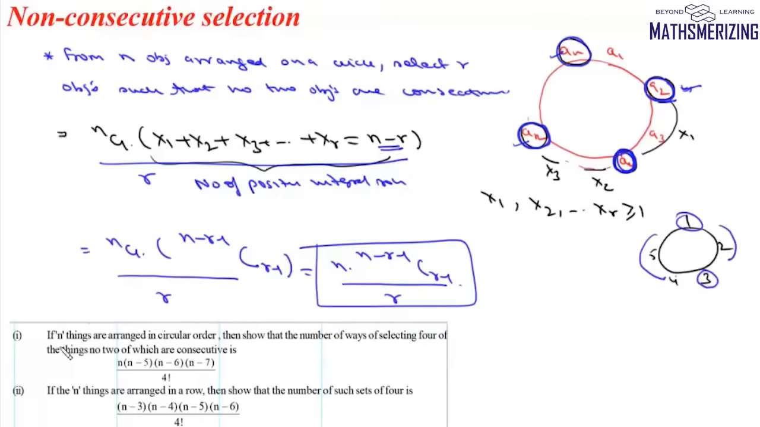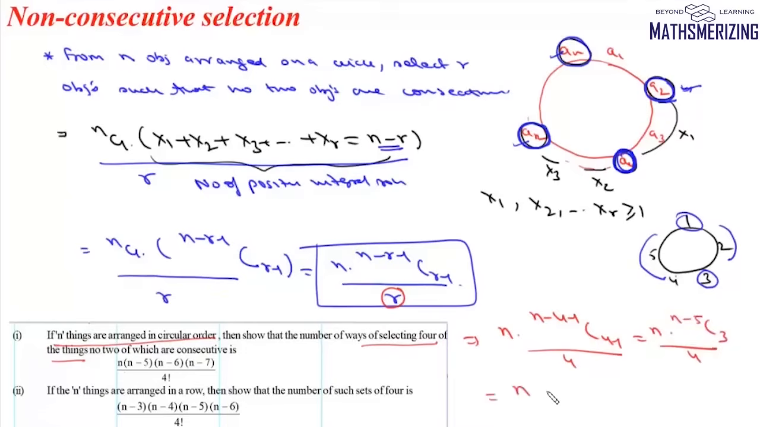Now we take this question, which is: if n things are arranged in a circle, then show that the number of ways of selecting 4 of these things so that no two of which are consecutive is n, n minus 5, n minus 6, n minus 7 upon factorial 4. So we know that the formula for selecting R objects so that no two are consecutive is n into n minus R minus 1 C R minus 1 upon R. So in this case, n is simply n and R is 4. So it will be n into n minus 4 minus 1 C 4 minus 1 upon 4. So we can write this as n into n minus 5 C3 upon 4.